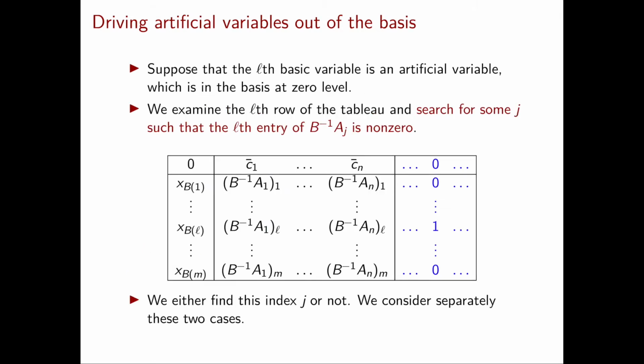Let's see how. Let's say that we have one basic variable, x_B(l), that is also an artificial variable, which puts us in this hard case. In our tableau, the lth basic variable corresponds to the lth row. So here it is, x_B(l). In particular, since this is an optimal solution to the auxiliary problem, we have that x_B(l) will be equal to 0.